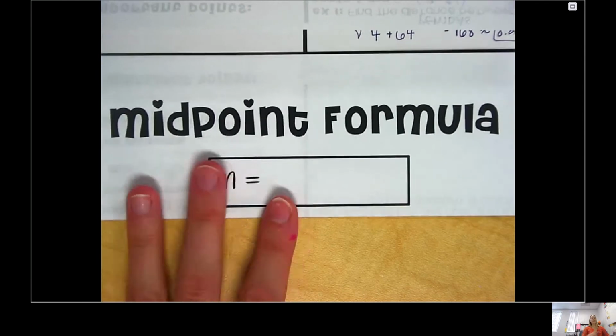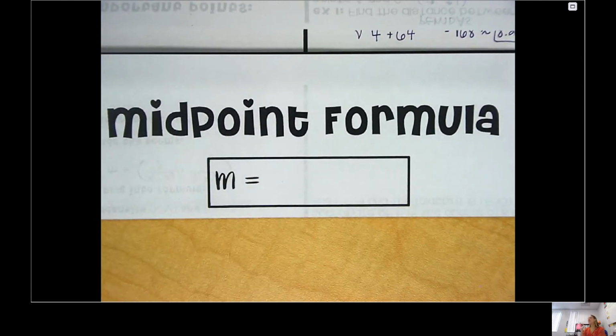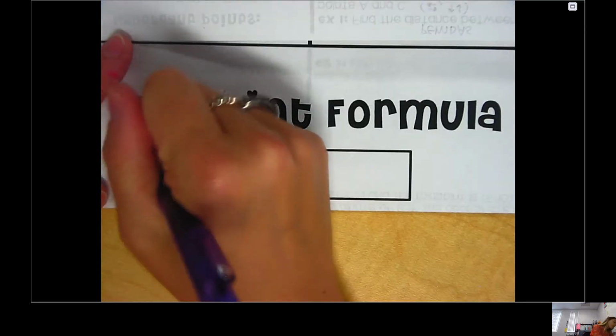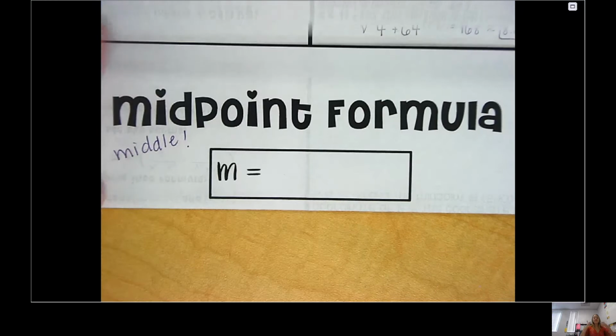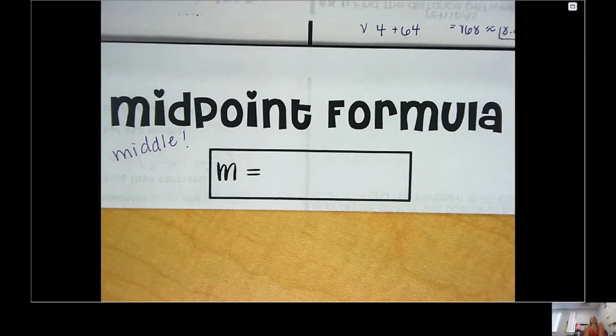No, I promise you. Now, midpoint. What does midpoint mean? Middle. Point in the middle. Yeah. So if I'm looking for a point in the middle, here's all you have to do. You're going to take your x coordinates and find the average. Then you'll take your y coordinates and find the average. So in other words, you're going to add them together and divide by 2.